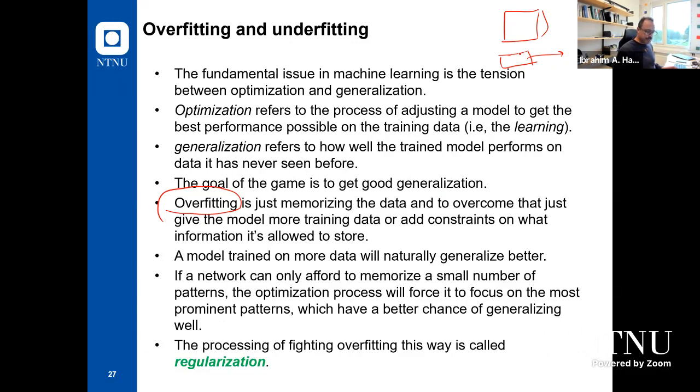generalize, in fact. Overfitting is where the model just memorizes the data, and to overcome this, we need to maybe train the model with more data or add some constraint on what information it is allowed to store. A model trained on more data will naturally generalize better.